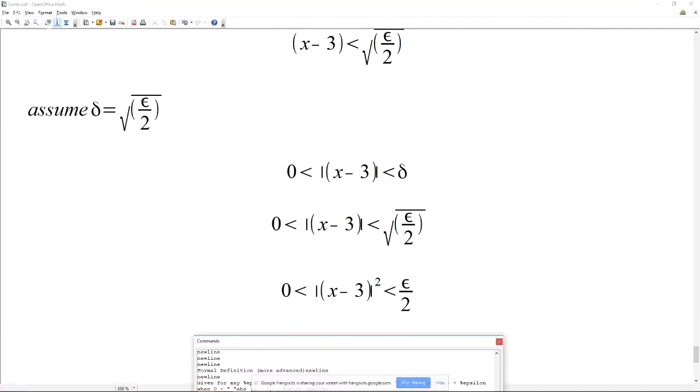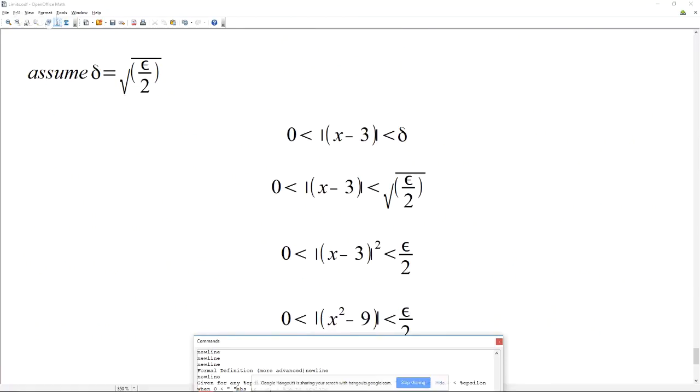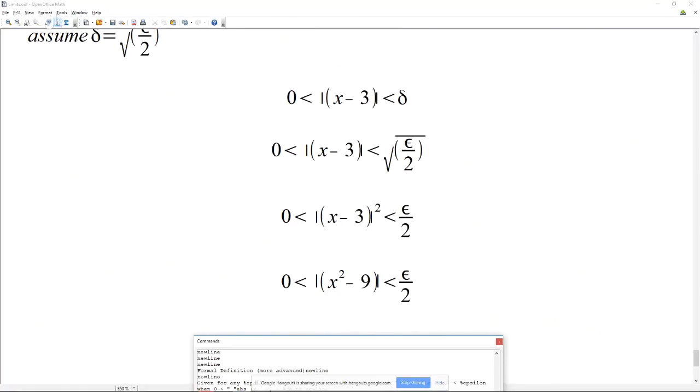I just substitute square root of e over 2 as delta, right? And then I can take the square of both sides. It cancels out the square root. I can factor this down, right? I distribute the exponent. And by the way, just a distribution of an exponent over subtraction, it's 2 raised to x raised to the second, 3 raised to the second, so I'm left with x squared minus 9, right?